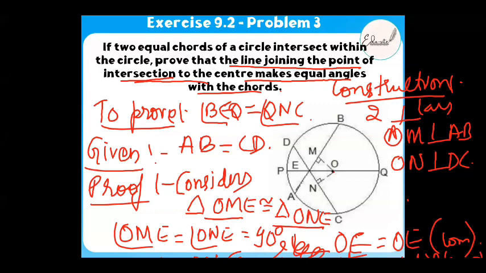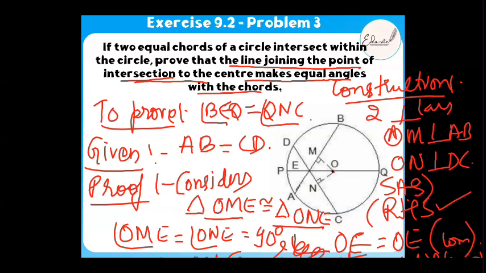So which postulate do we apply here, beta? One side, that is 90 degrees, one angle, one hypotenuse, one side. We can apply RHS congruency or SAS postulate, side angle side. It's better if you write RHS congruency, okay? So from the congruency, we have proved that triangle OME is congruent to triangle ONE. CPCT. Angle MEO is equal to angle OEN. These two angles are equal.